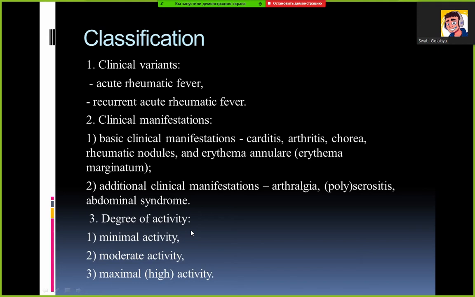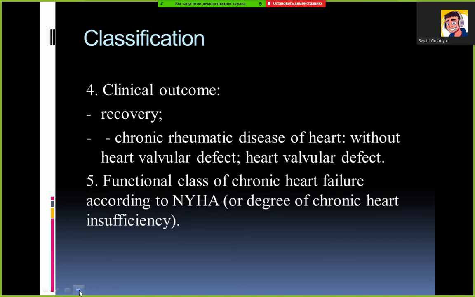According to the degree of activity, acute rheumatic fever is divided into minimal activity, moderate activity, and maximal or high activity. According to clinical outcome, acute rheumatic fever is classified into recovery and chronic rheumatic disease of heart without heart valvular defect or with heart valvular defect.